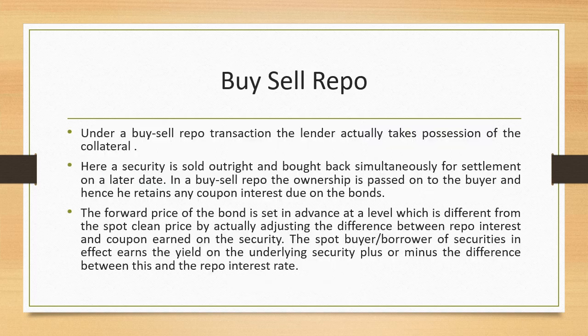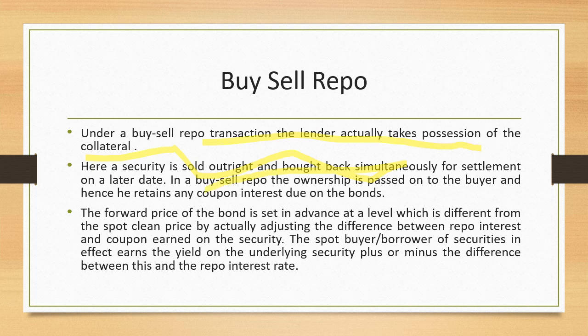Let us see here. Under a buy sell repo, the lender actually takes possession of the collateral. Now this is a very important point to be noted. In a buy sell repo, the security is sold first. So if you are a borrower, you will sell the security to the lender, and the lender will be the owner of the security, but there is an agreement whereby you will buy it back after certain days. Same thing has been mentioned here. Here a security is sold outright and bought back simultaneously for settlement at a later date. That is what has been mentioned.